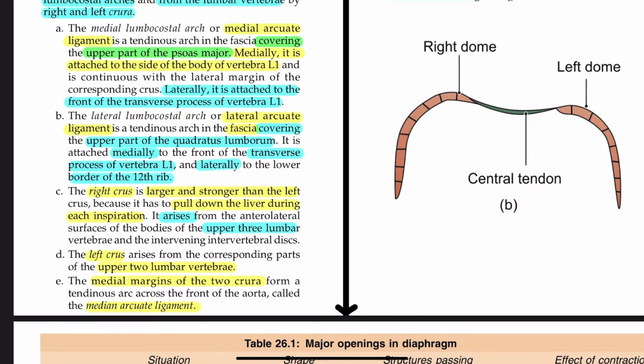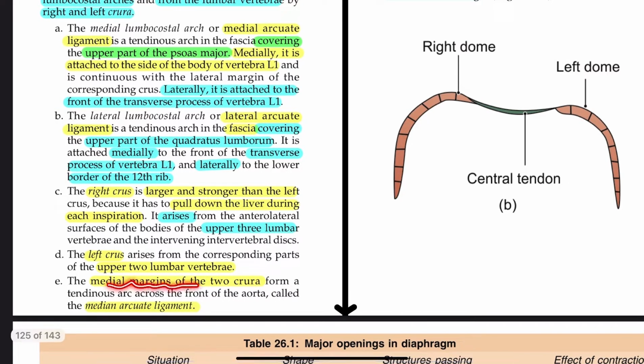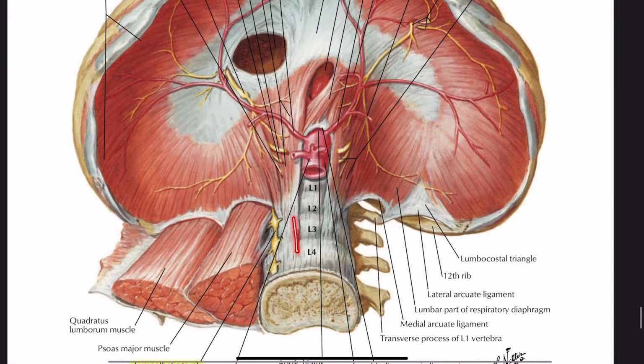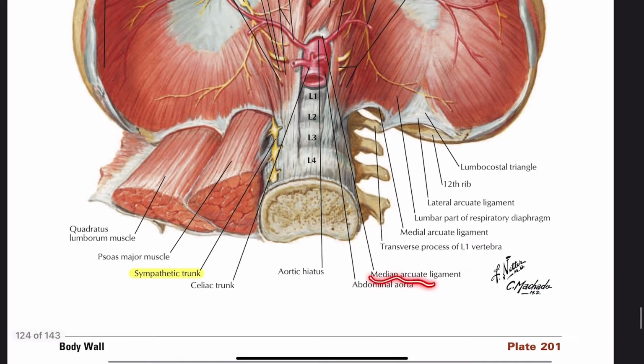Okay, and I've already told you about the median arcuate ligament. It's formed by merging the medial margins of the two crura. The right and the left crura fuse, the medial margins fuse to form the median arcuate ligament right here. This one.